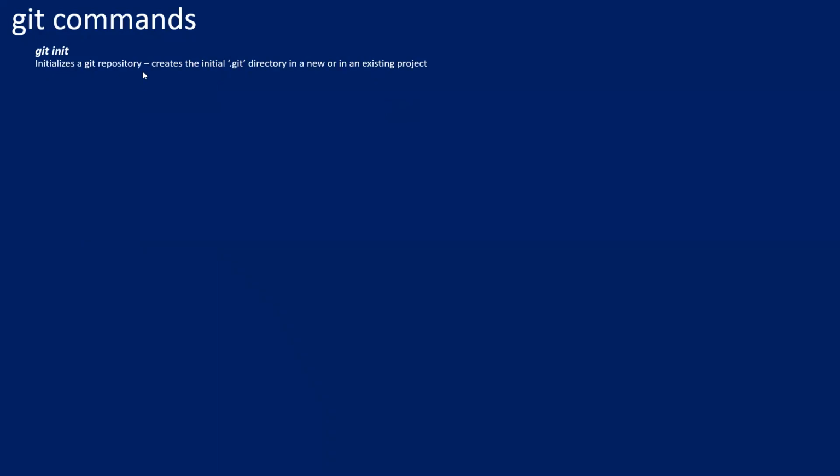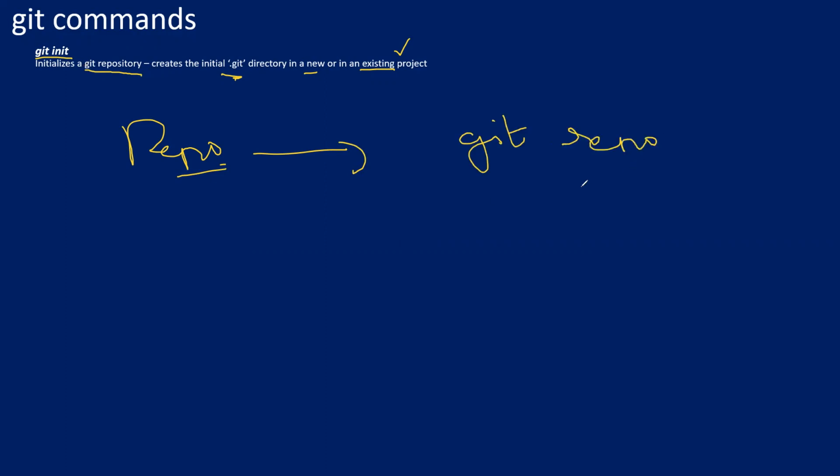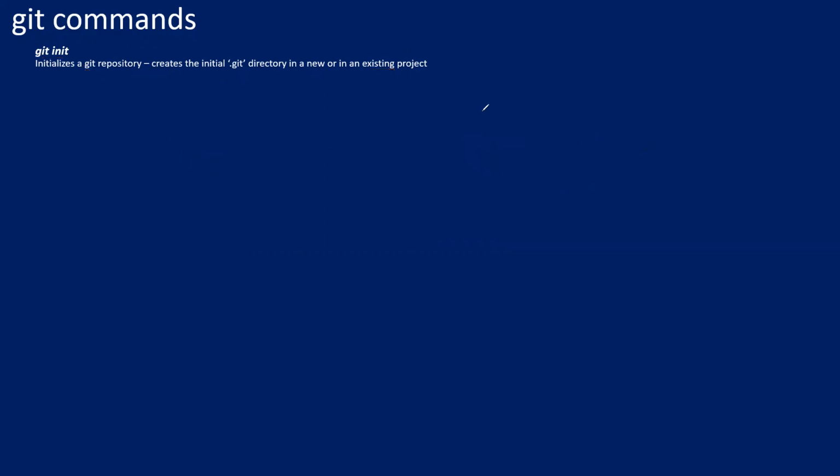What has init done for you? It has initialized your repo and creates a .git folder in a new or even an existing project. Right now we had an existing project which is Delta. Into that I ran git init. The repo which was just a folder became a Git repo. Clear? So from here I can start using it. Participants, are we clear?